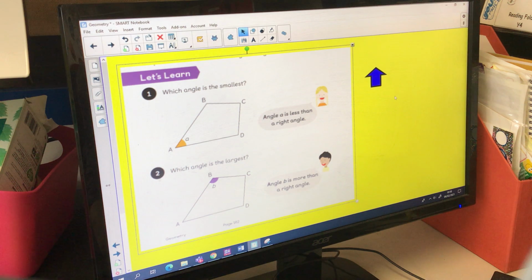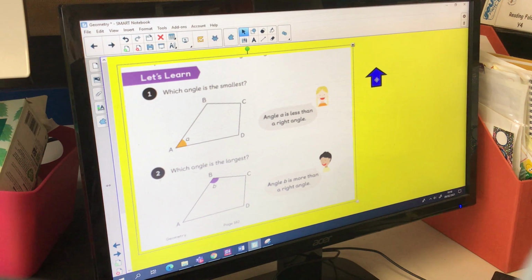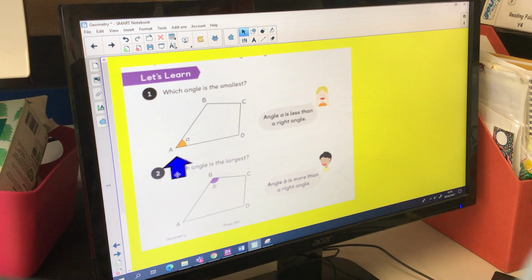Okay, so let's learn. Which angle is the smallest? Okay, so the little girl is saying angle A is less than a right angle. So she's thinking, she knows that a right angle is going to make that L shape, and she knows that that is smaller than a right angle. Okay, so already she is thinking that looks like it's the smallest one, isn't it? She's already trying to use that knowledge of the right angle to help her work that out.